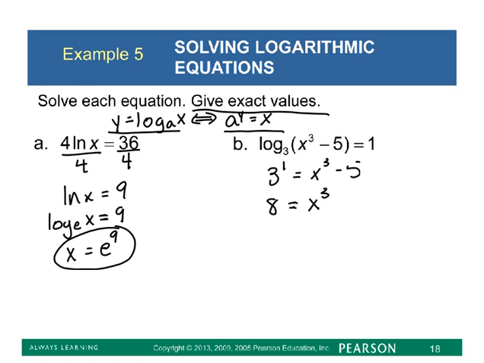To get x all by itself, take the cube root of both sides of our equation, and we get x is equal to 2. And we are done.